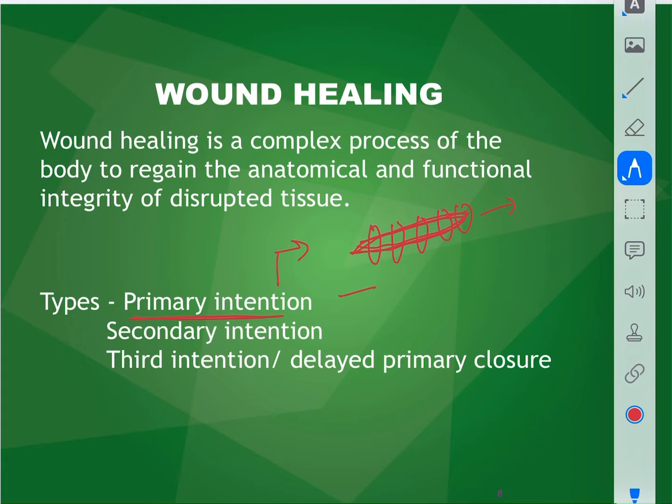Okay, so healing by primary intention, here the wound edges are opposed to one another, that's why you suture it. It will result in faster healing and minimal scar. That's the advantage of suturing a wound: faster healing and minimal scar. Okay, now what is secondary intention?